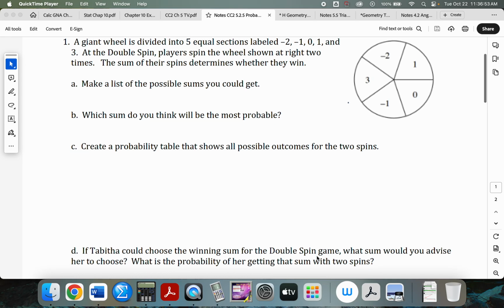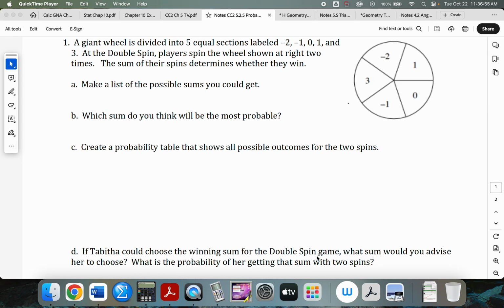This giant wheel is divided into 5 equal sections labeled -2, -1, 0, 1, and 3, just to be weird at the end. At the double spin, players spin the wheel shown at right 2 times. The sum of their spins, that means we're doing what with the two numbers? We're adding them, determines whether they win. Make a list of the possible sums you could get.